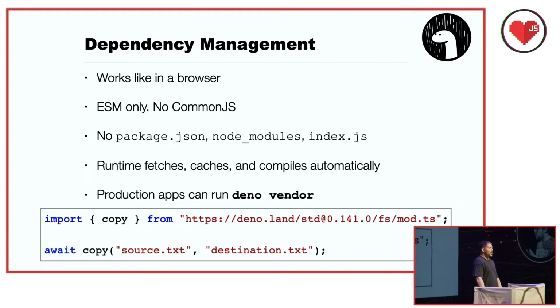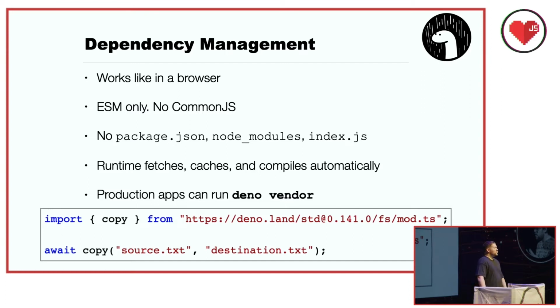So next I wanted to talk more about dependency management, but instead of the standard library, the user land side of things. So it's going to be a lot like working in a browser. There's no NPM. There's no CommonJS, it's ES modules only, no package.json, no node_modules folder, there's no magical index.js, so if you just require a directory, it's not going to look for this magical file and import it for you.